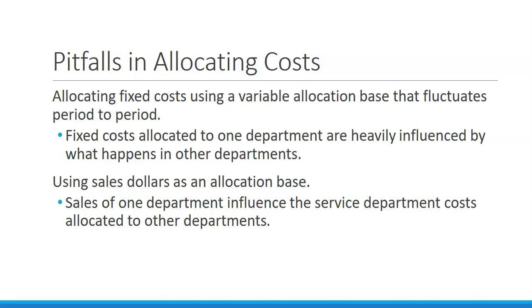We also shouldn't use sales dollars as an allocation base. Sales of one department influence the service department costs allocated to other departments. The problem with this is that if we just use a percentage of sales, this means that the highest sellers get more cost regardless of their usage of those services. This almost punishes departments for having really high revenues. And we don't want to give departments a kind of punishment by just allocating them extra costs based on the amount of sales that they do.